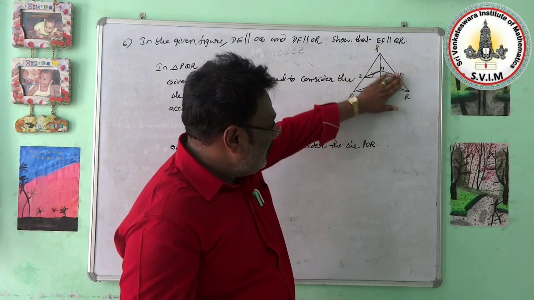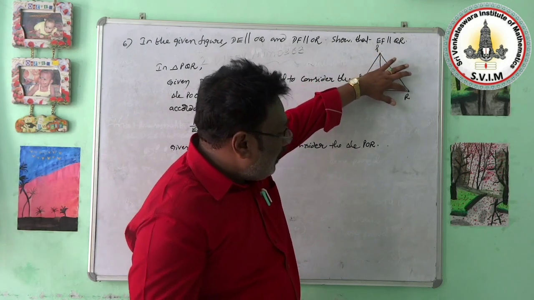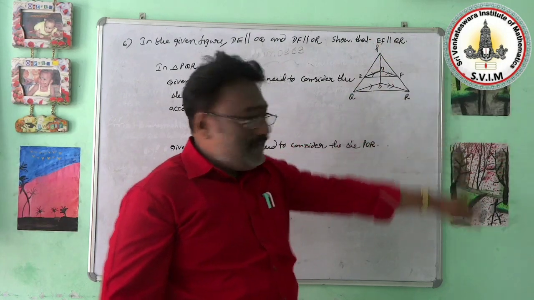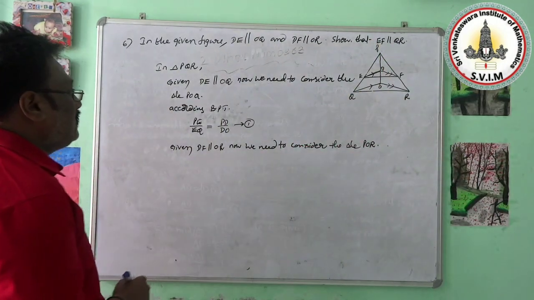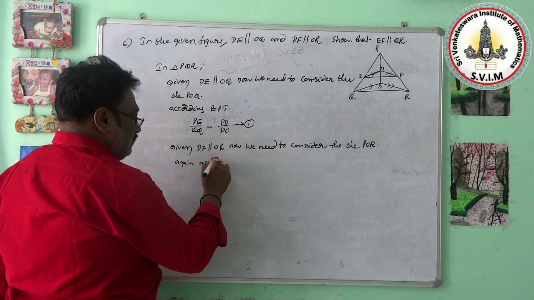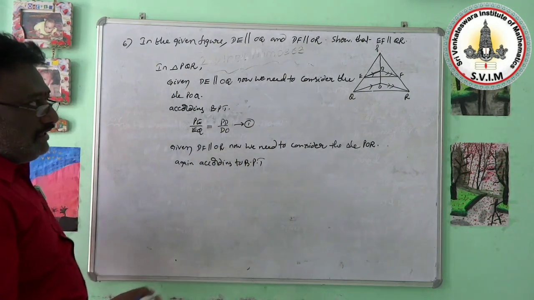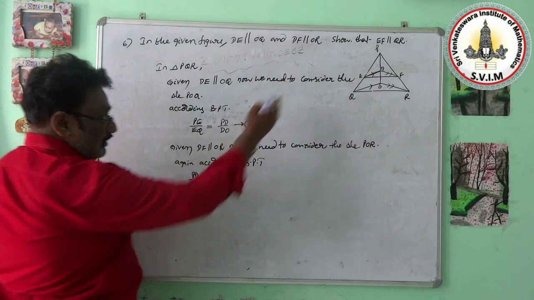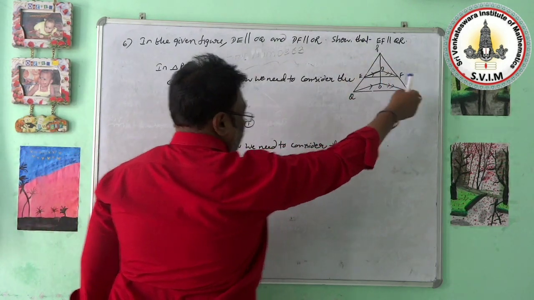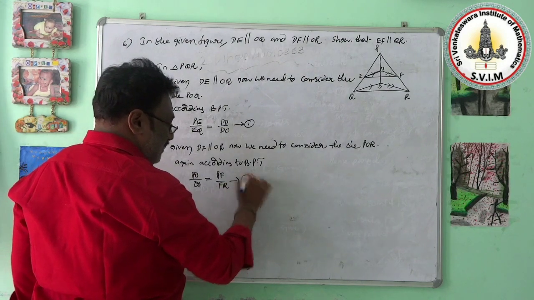In a triangle, if a line or line segment is parallel to any one of the three sides of the triangle, according to the basic proportionality theorem, the line segment divides the remaining two sides in the same ratio. So again, according to the basic proportionality theorem, how can you write it? PD by DO is equal to PF by FR. This is equation 2.